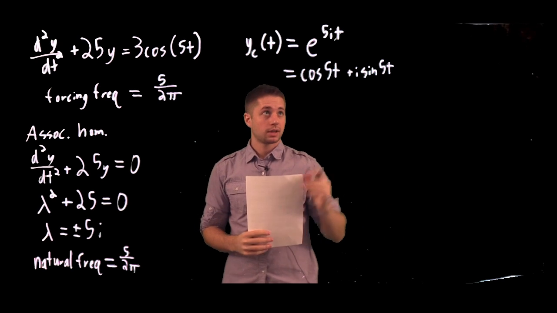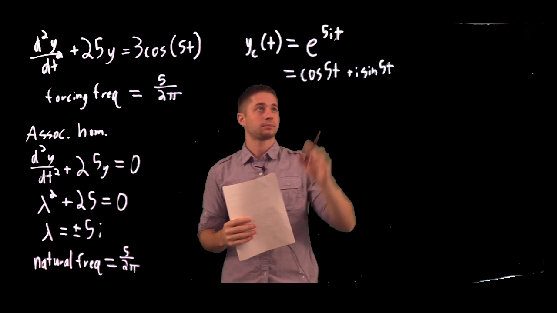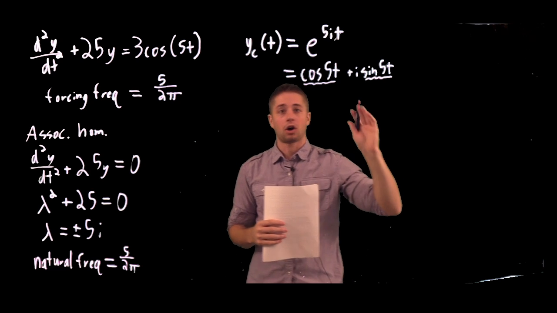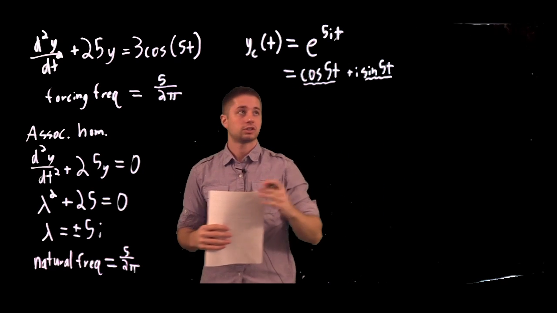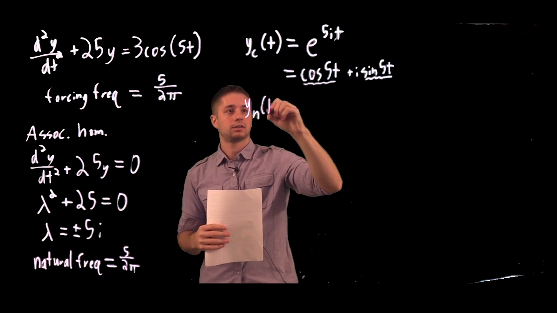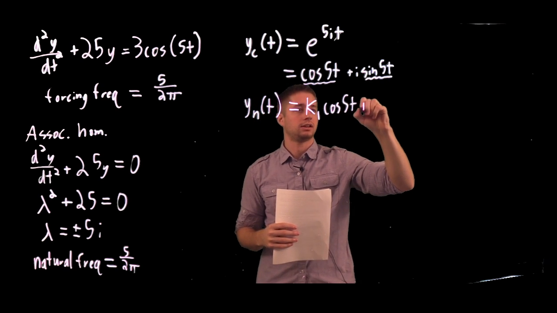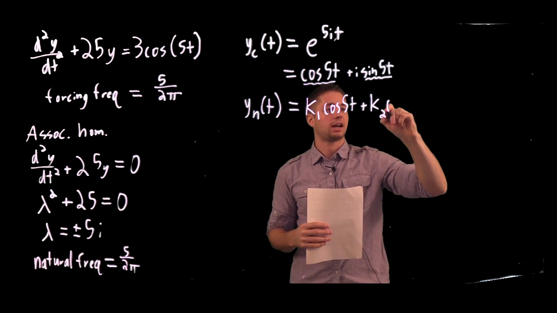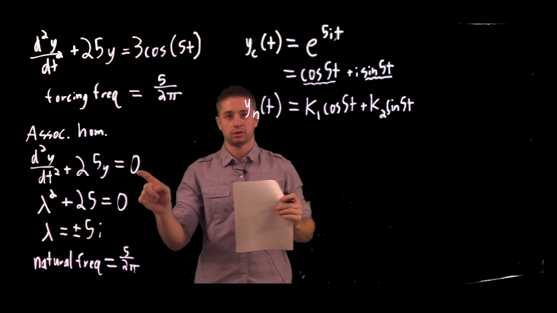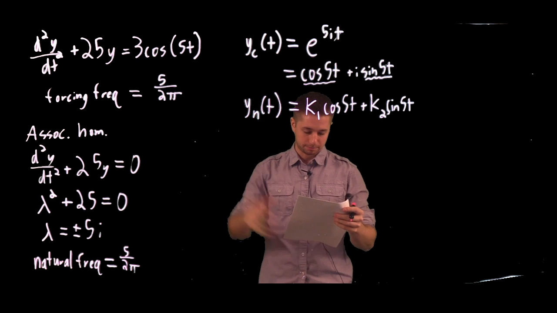It turns out that if you have a complex valued solution to a real differential equation, its real part and imaginary part are also solutions to this equation. So any linear combination of these is also a solution. And that means k1 cos 5t plus k2 sin 5t is the general solution to this associated homogeneous equation. So we've solved the associated homogeneous problem.